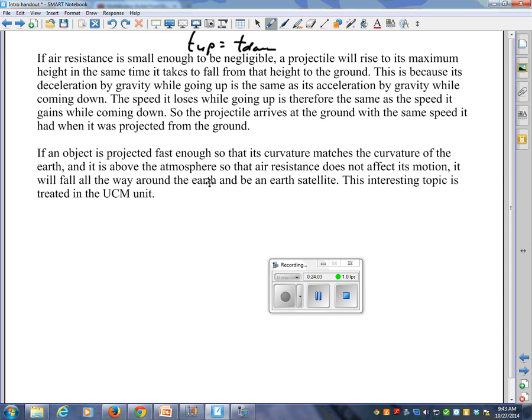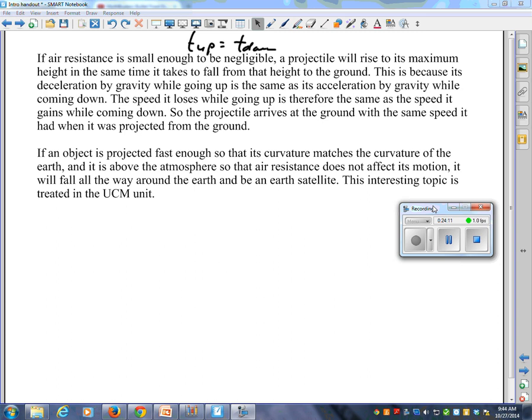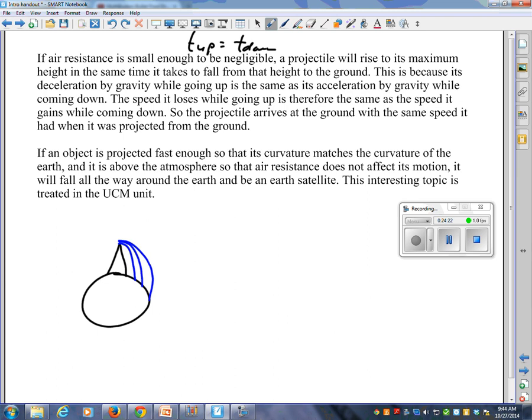If an object is projected fast enough so that its curvature matches the curvature of the Earth and it is above the atmosphere so that air resistance does not affect its motion, it will fall all the way around the Earth and become an Earth satellite. This interesting topic we just treated in the UCM, and we talked about it in grade 11. Remember we had the big giant cannon and you fired the ball at increasing speeds, and eventually you throw it so far that it literally falls all the way around the Earth. Remember that diagram from grade 11? Okay, same idea.